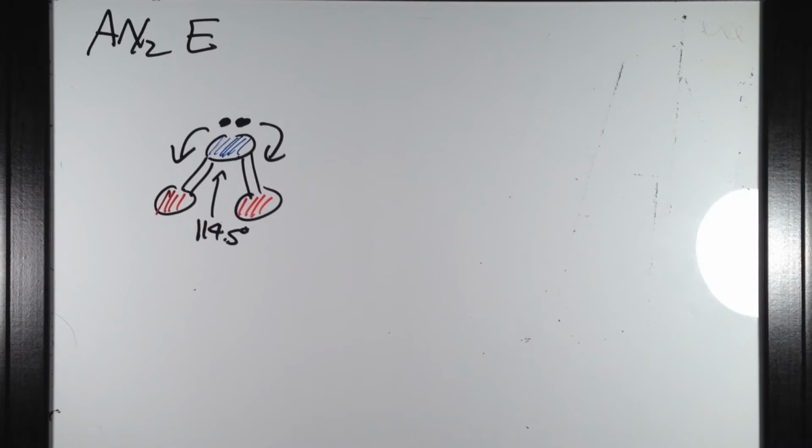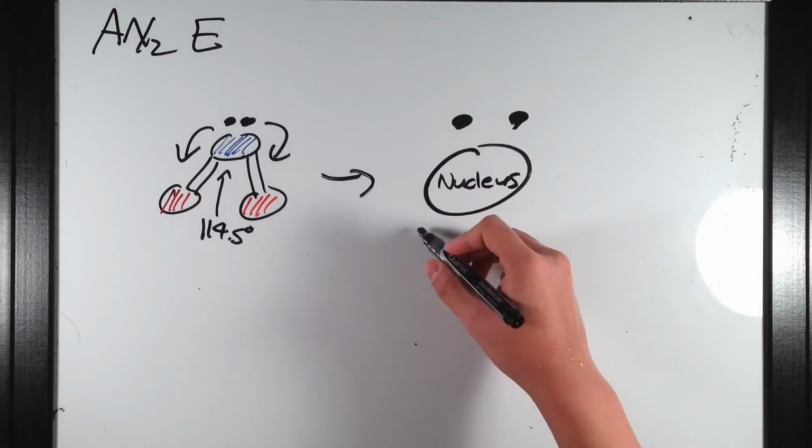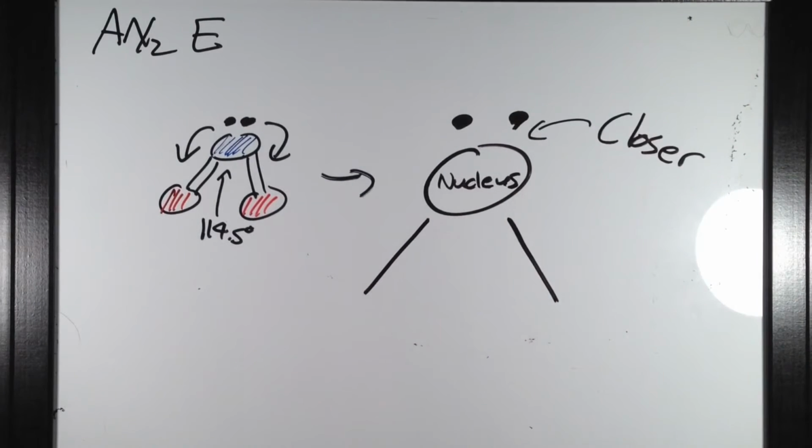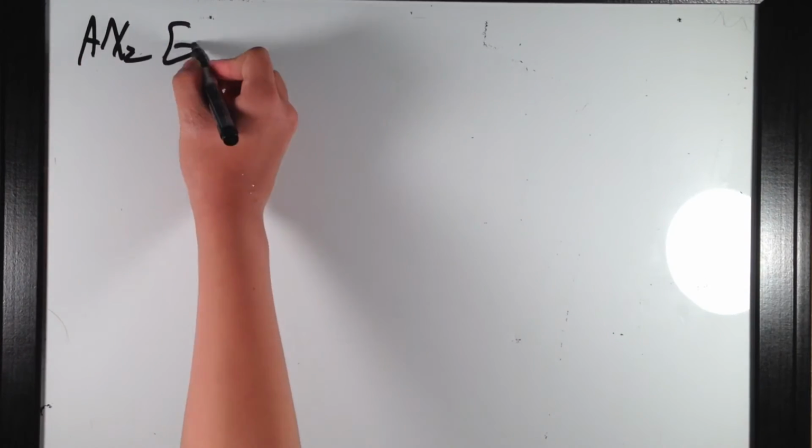You may wonder, why is the bond angle smaller than that of AX3? This is because lone pairs repel more than covalent bonds. Lone electron pairs repel electrons more strongly because they are closer to the nucleus than covalent bonds.